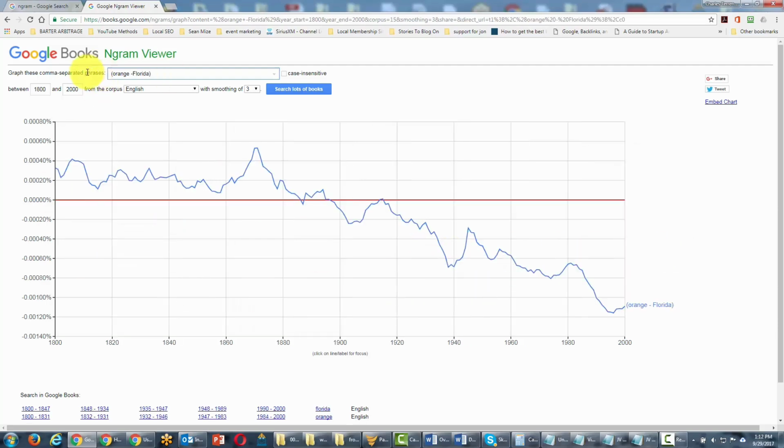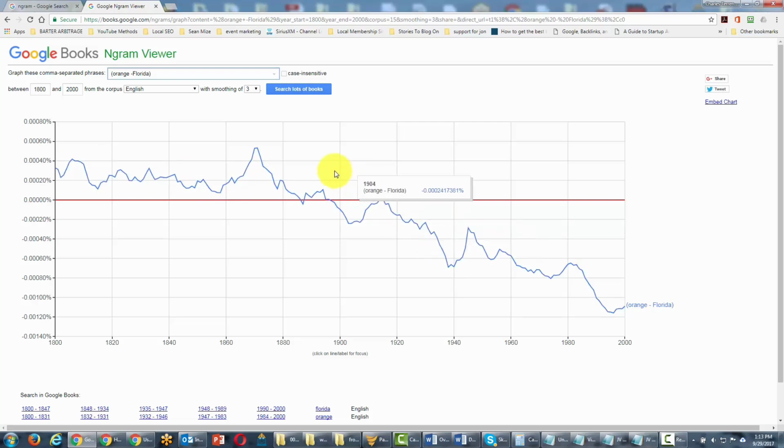Now, this is one of those cases where if you start using modifiers, you're going to find different search results. So if you were to take your cheat sheet and use some of the modifiers, you'll see a totally different term if we were to subtract all of the instances where there was Florida. So what we did was we looked at the term orange without the term Florida with it.